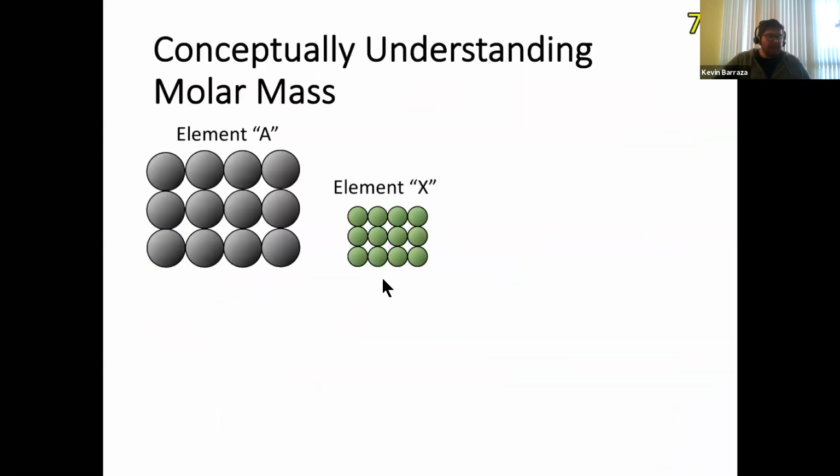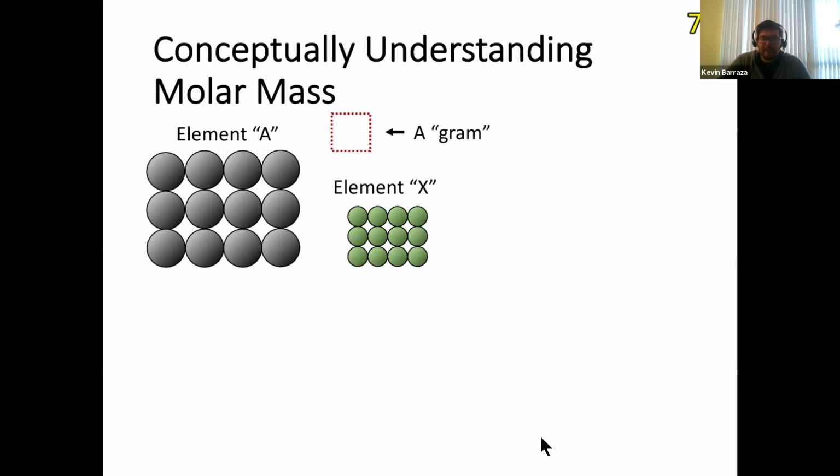So one thing that's sort of jarring is the fact that we're counting the same number of particles, but why isn't the molar mass a single number? Why is it that every single substance gets its own molar mass? So I just wanted to visually depict the difference between an element with large particles versus an element with small particles. So larger mass particles versus smaller mass particles.